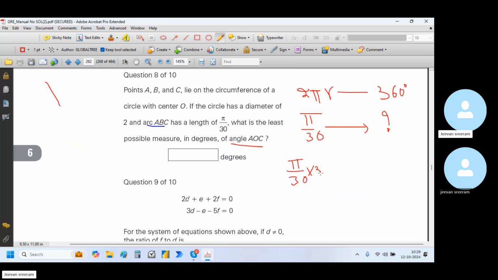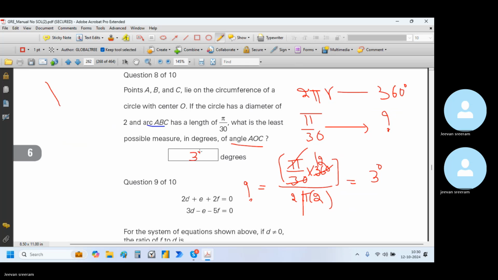So pi by 30 into 360 divided by 2 pi, we got r as 2, right? This is the angle we are going to get. And then pi gets cancelled. It's actually 3 degrees. Have we got 30? No, it's 3 only. 3 degrees. No need to use the symbol as well, just write down 3.